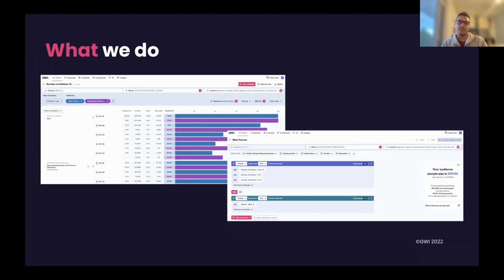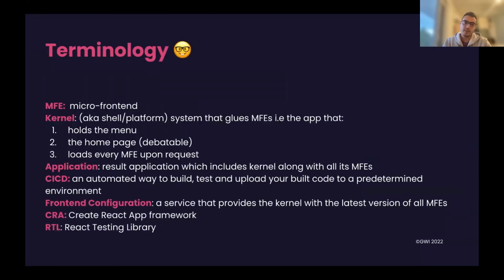Essentially, those two images that you can see right now are from our platform. And our platform offers 6 ways of visualizing data, each and every one of those tailored for specific market researchers and their own specific ways of working. What we are going to talk about today is our journey in using micro-frontends for the past 3 years that I have been a member of GWI.